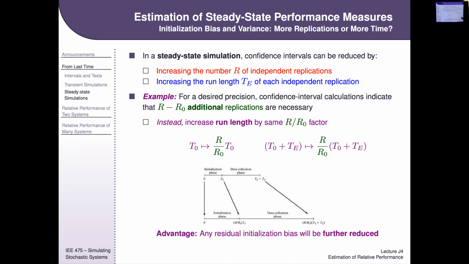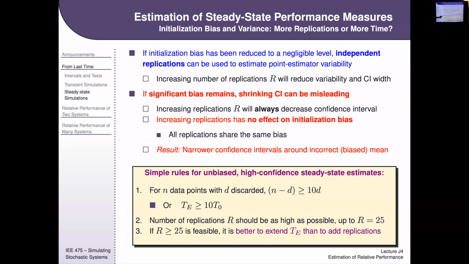And that additional data collection is going to reduce variance in your steady state estimates. And that's what allows you to run longer replications instead of more replications. So that's the general rule there: try to always have 10 times as much data collected as discarded. If you need more than 25 replications, try to run as many replications as you can.